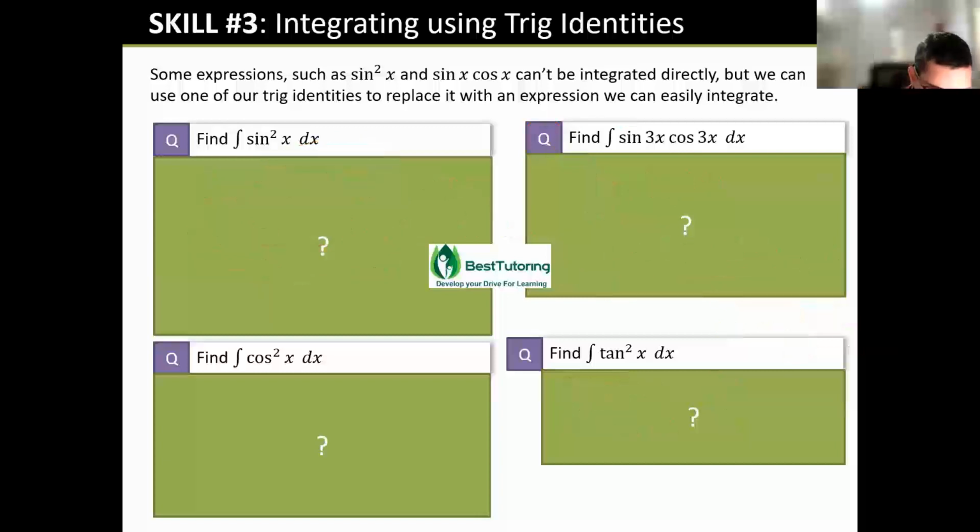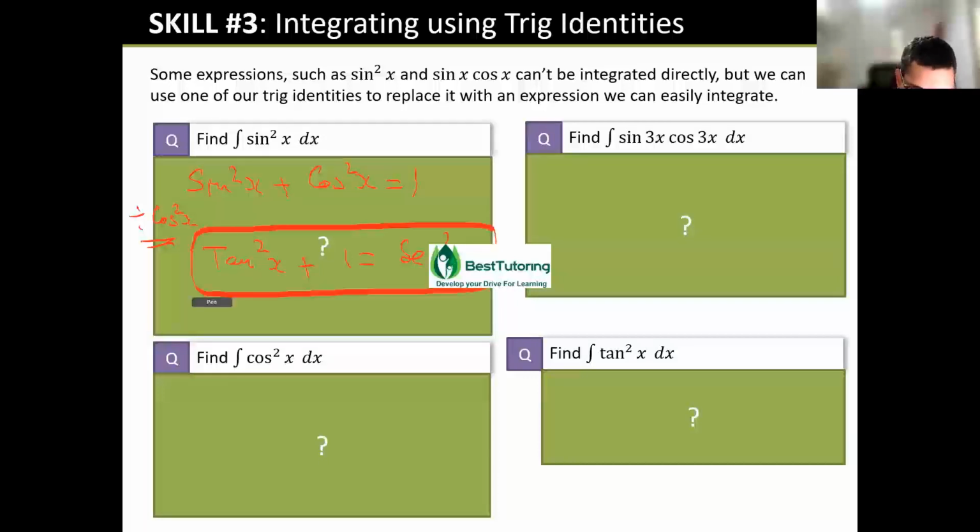It's interesting. We know that sine square x plus cos square x is equal to 1. And do we know the identity for tan square x? If we divide everything by cos square x, we get tan square x plus 1 is equal to sec square x. Right? Kaya, please make a note.